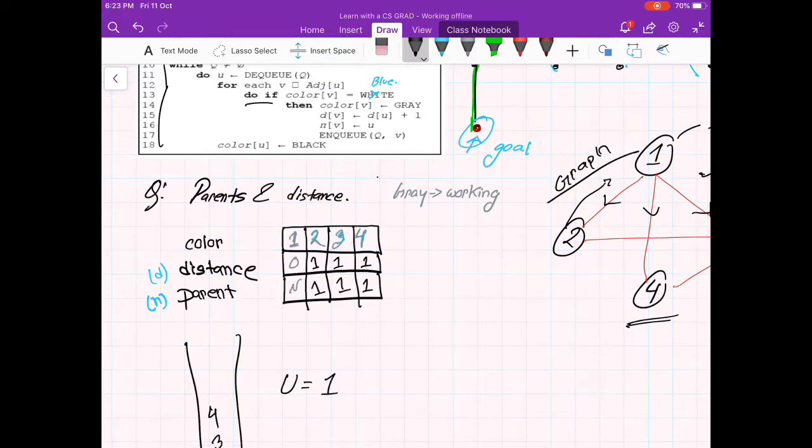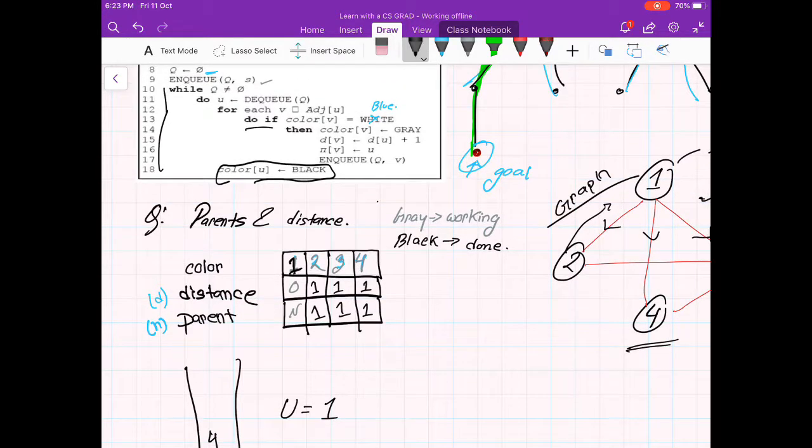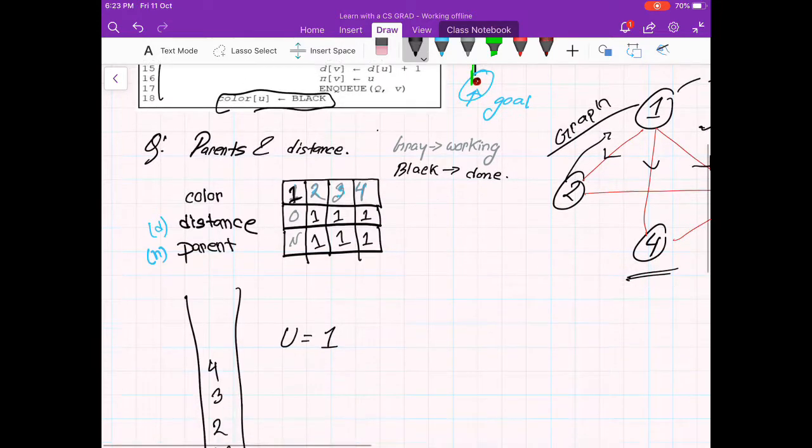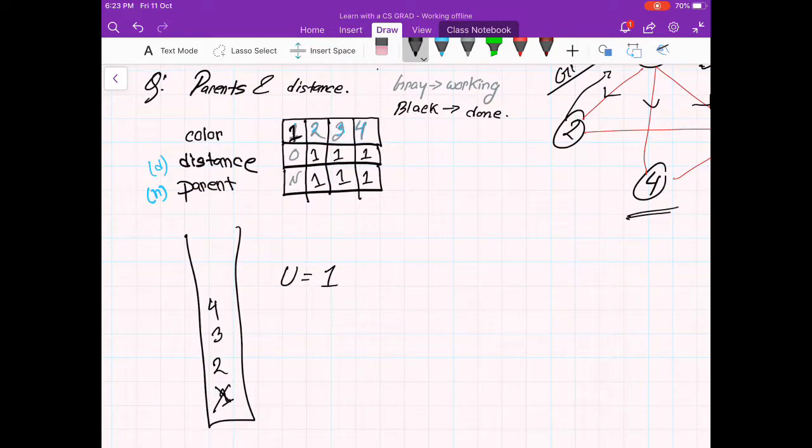So we are all done with the adjacent nodes of 1. So we color it black. Here black means that we are done working with that corresponding node. So we black out 1, and then we go back to the while loop again. Is the queue empty? No.